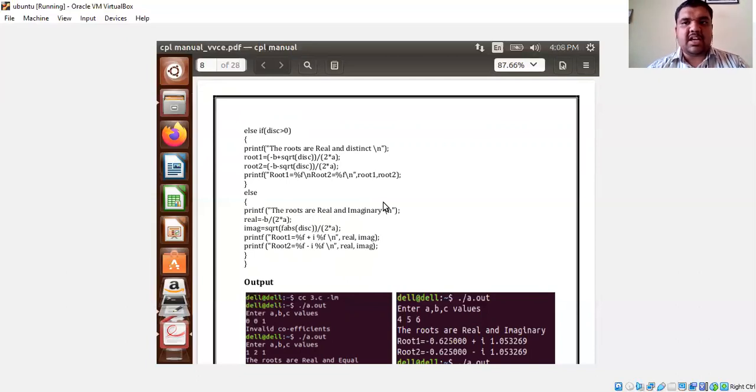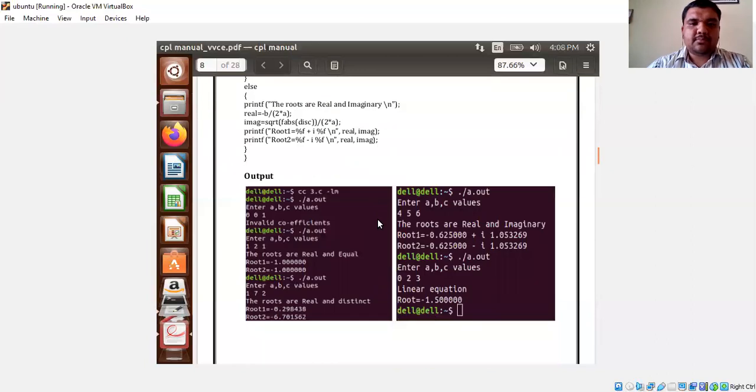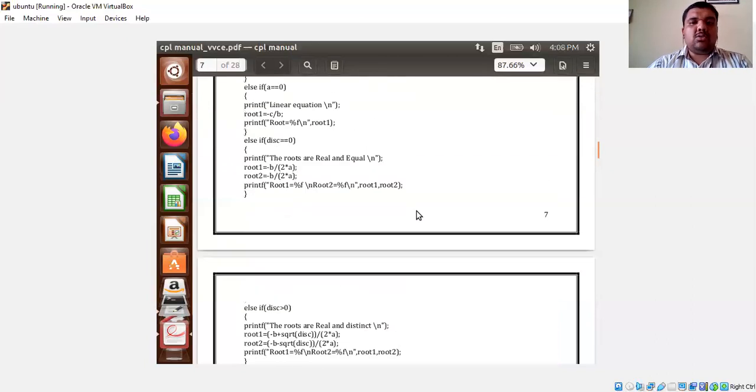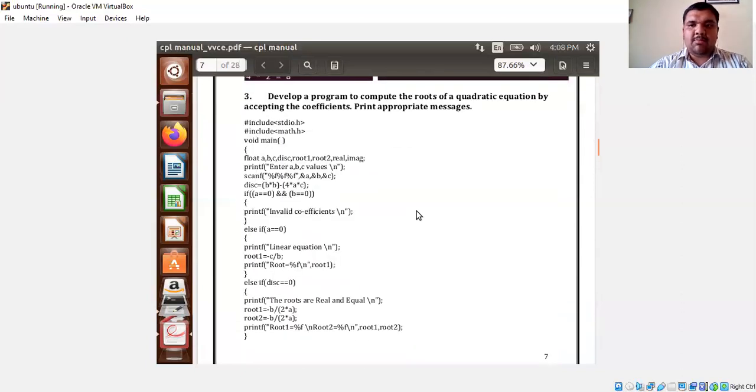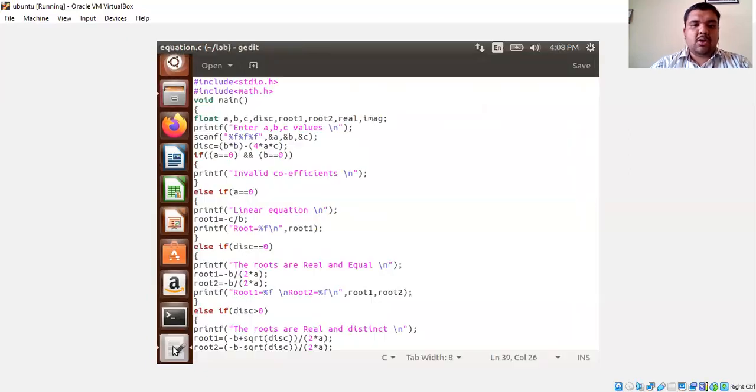So once it has been calculated, then we are going to print the values of the two roots. Okay, so this is the sample output of this quadratic equation actually. So this is about the quadratic equation program explanation. So now let us go with the actual working of this particular program.